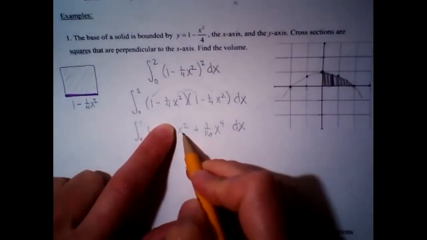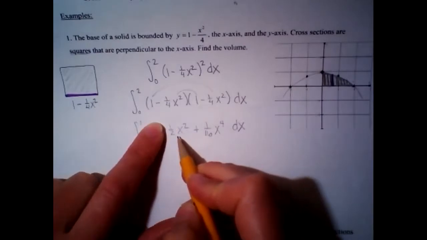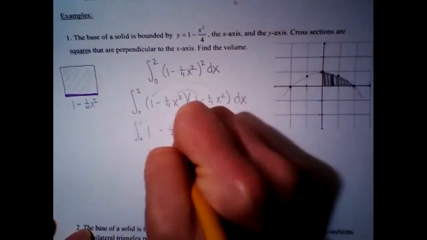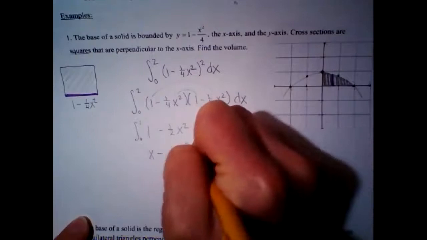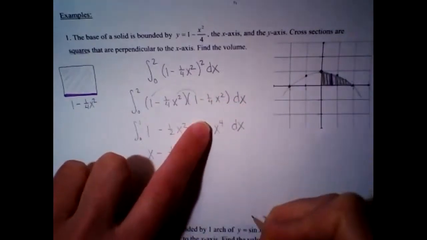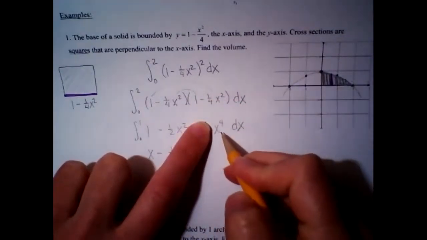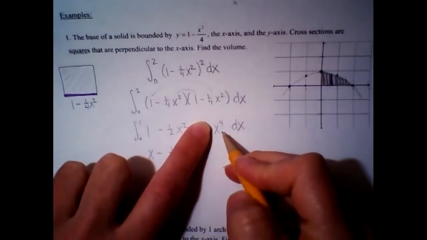This would be 1/3 x cubed. But since there is a 1/2 there, 1/3 times 1/2 would be 1/6. So 1/6 x cubed plus, same thing here, ignore the 1/16. This would be 1/5 x to the 5th.